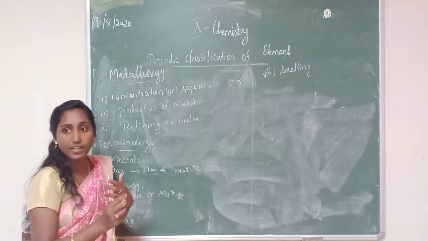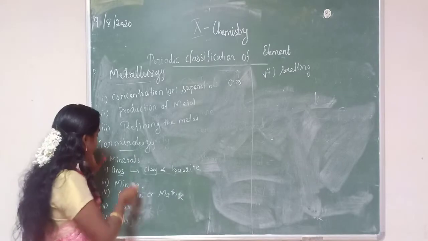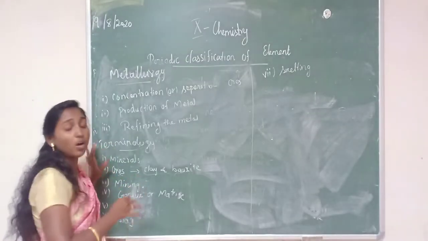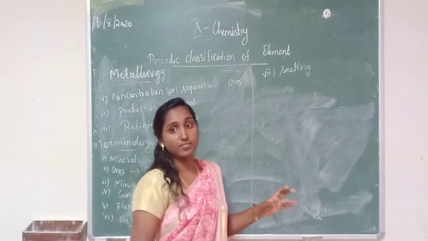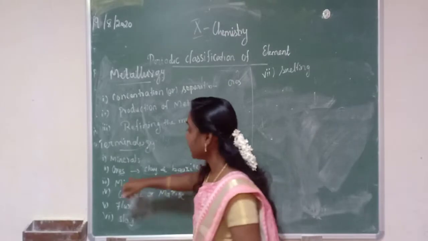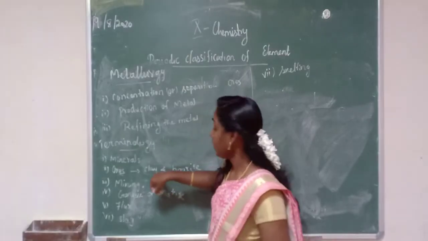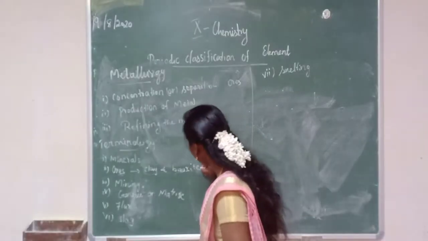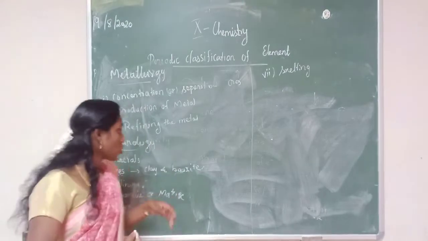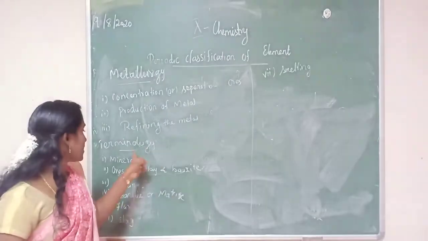Have you understood the difference? So mineral means a single compound or complex mixture. Then ore means which mineral can give a large amount of metal. Examples for ore: clay and bauxite. From these, only bauxite can give a large amount of aluminium. So bauxite is called an ore and clay is called a mineral.